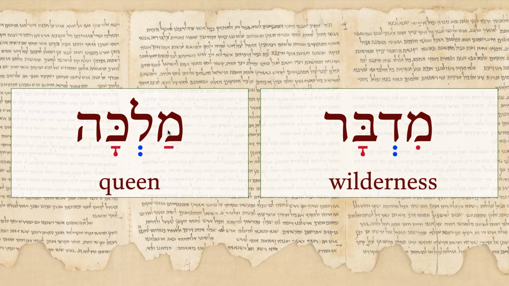Malka is queen. Again, before the Lamed, there is a short vowel, Patach. And because of that, we don't pronounce the Shwa under Lamed. We don't pronounce the Shwa under the Dalet here. So that's why it's Mid-bar, not Mideber, and it's Malka, not Maleka. So these two cases are silent Shwa. This is the first rule. If there is a short vowel in front, don't pronounce the Shwa.